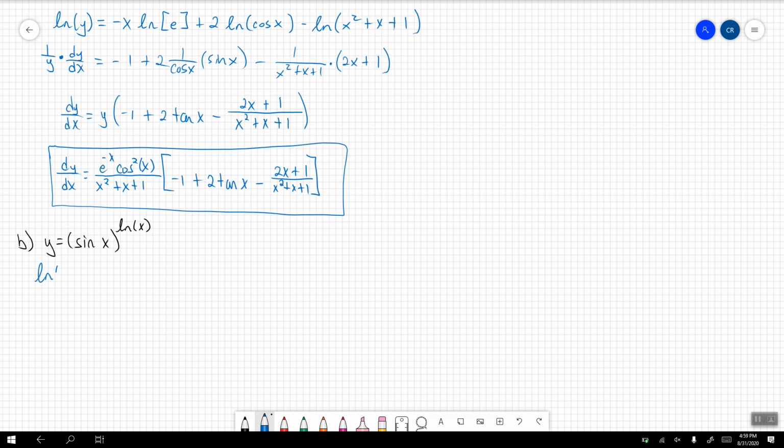So apply the logarithm: logarithm of y is equal to logarithm of sine of x raised to the power of natural log of x. I'm going to use my properties of logarithms to break this down. So this is going to be natural log of x multiplied by natural log of sine of x. Awesome. So it's within this function, the natural log of y, that I can now start taking these derivatives.